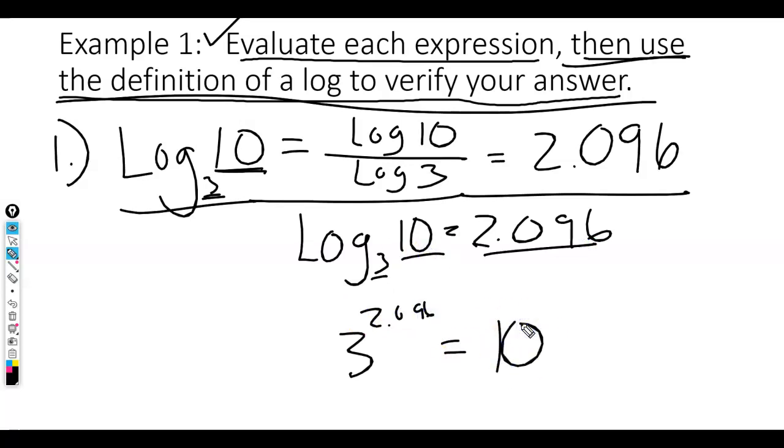And once again, we're going to check to see if this actually makes sense on our calculator. So is it true that 3 to the 2.096 power is 10? Well, let's just think for a second. What's 3 to the second power? 3 to the second power is 3 times 3, which is 9, and that's pretty close to 10. So just a little bit more might bump it up to 10. Let's see if that's a reasonable answer.